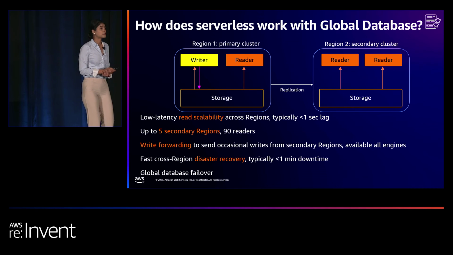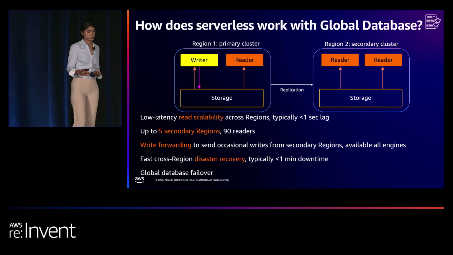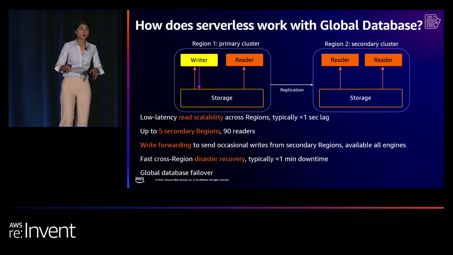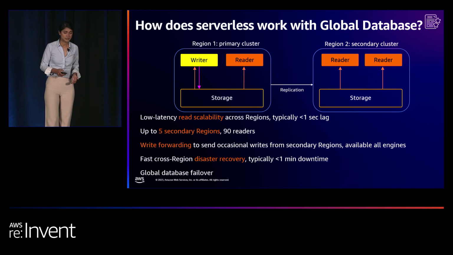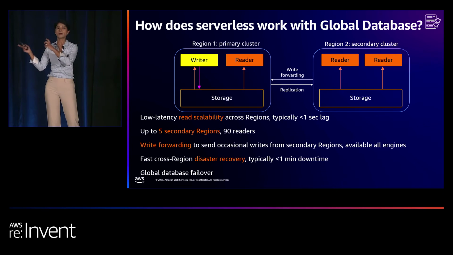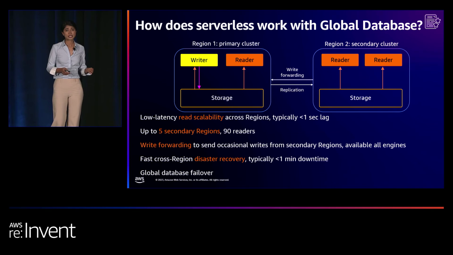Global database gives you availability to create up to 5 secondary regions. And for each of these regions, you can, again, create up to 15 reader nodes. So in total, you can have 90 readers to scale your reads. Now, it also has the capability to provide write forwarding for occasional writes from your secondary region back to your primary region. And it's available for both engines, MySQL as well as Postgres. And in case of a disaster, if one region goes down, a secondary region can take over, and typically you'll see a downtime of less than 1 minute.